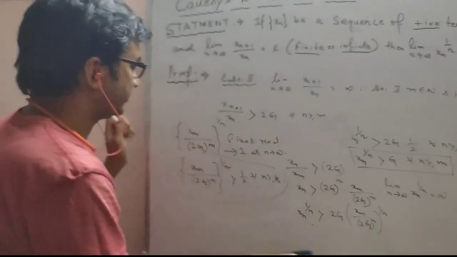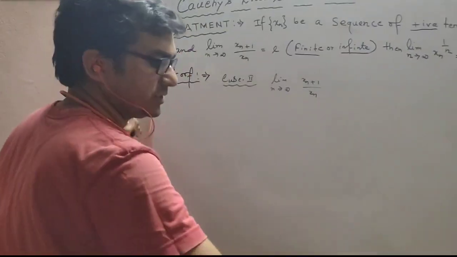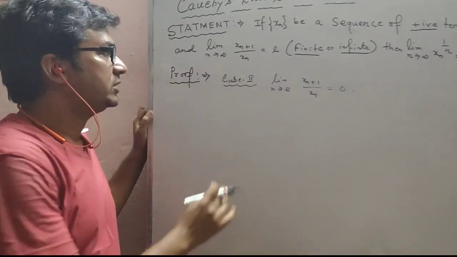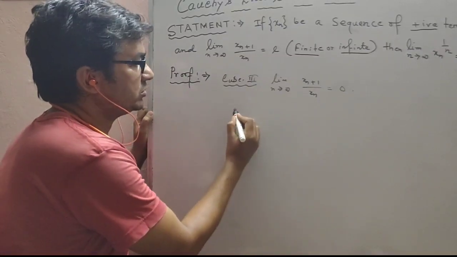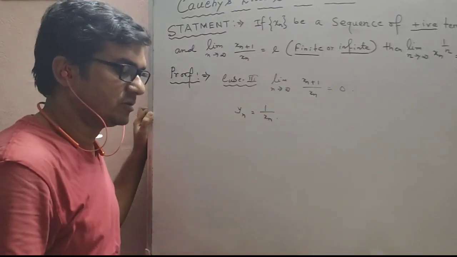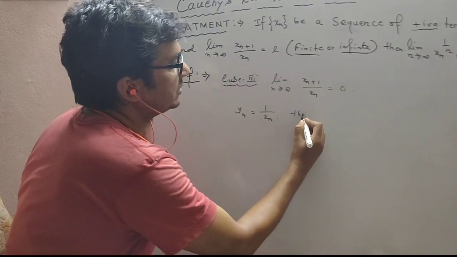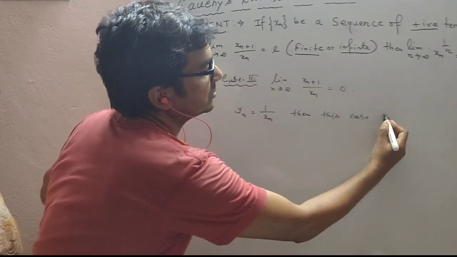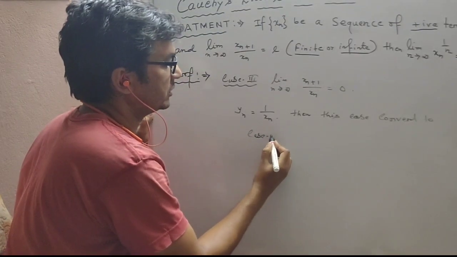Now remaining one part in which this is equal to 0. This is case 3. Here if we put yn equal to 1 by xn, yn equal to 1 by xn, then this case converts to case 2.